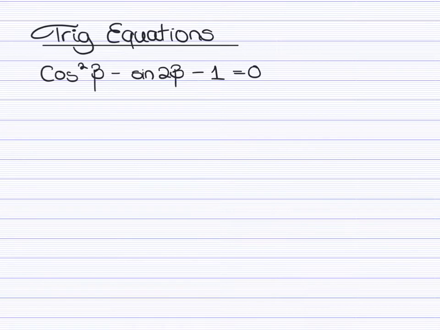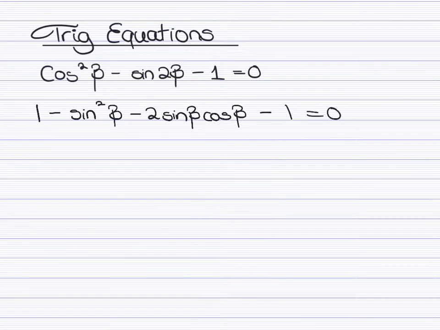So the first thing that I would do is look at the cos squared beta. I know that I can write cos squared beta as 1 minus sine squared beta, and the sine 2 beta, I can write it as minus 2 sine beta cos beta minus 1 is equal to 0. I wouldn't suggest that you change anything. The ones here, I wouldn't suggest you change those because you can see from this, these are like terms and they cancel out straight away.